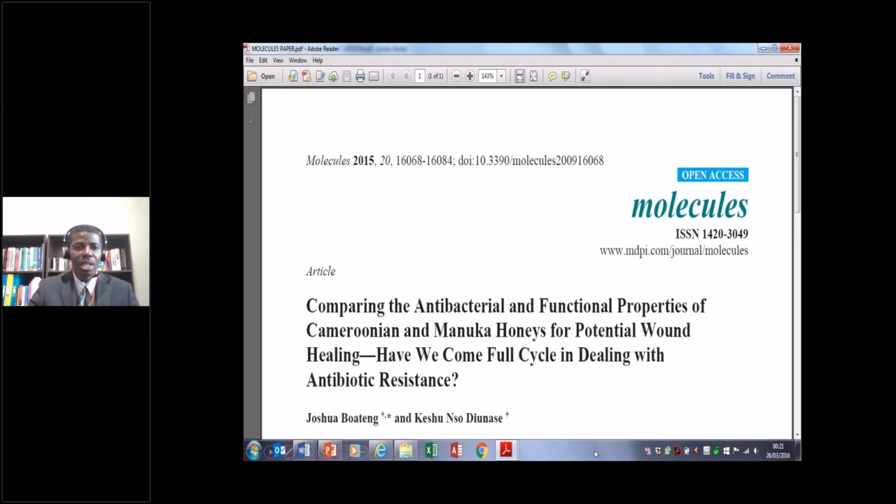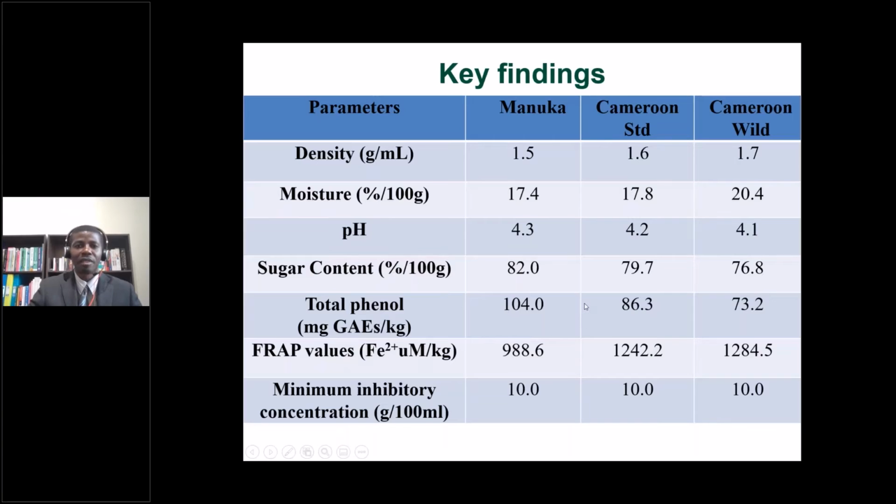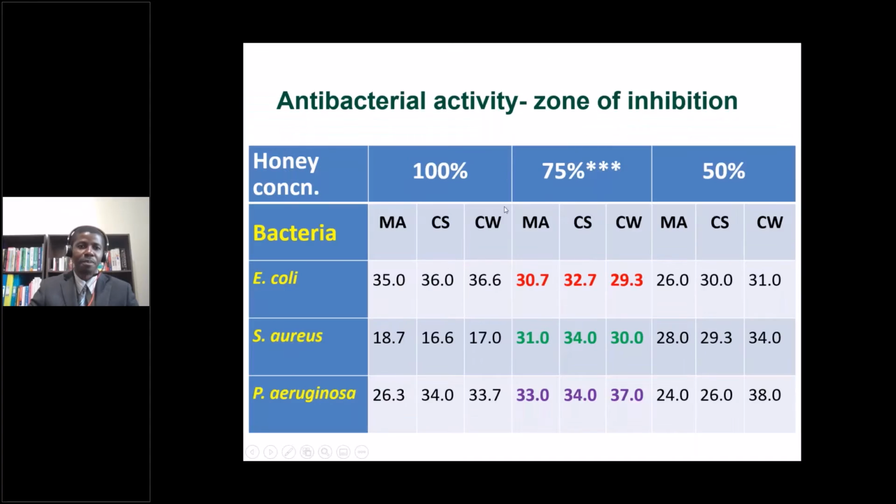Okay. So we published some initial work we did in this area where we tried to compare the antibacterial and functional properties of honey from Africa and Manuka honey for potential wound healing. So these are some of the key findings. We're comparing Manuka, which is a gold standard, with two types of honey from Cameroon in Africa. And as you can see, the properties are comparable, and that tells me that we don't have to buy the expensive Manuka honey if we want to use honey in Africa, which saves a lot of money.